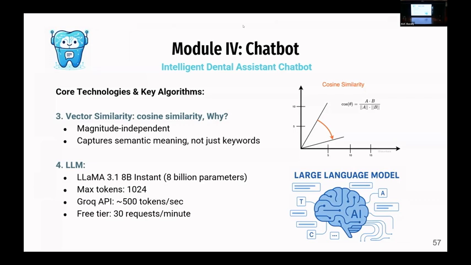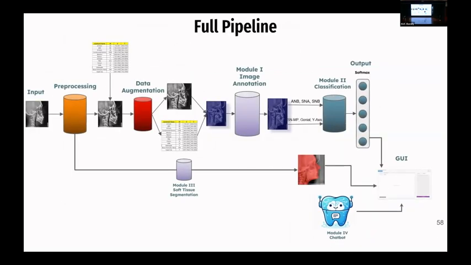For vector similarity, we used cosine similarity, because it's magnitude independent, and we did not want the length of the research to affect the decision. So it captures the semantic meaning, not just the keywords. And for the model, we used Llama 3.1, and it's hosted on the Groq API.